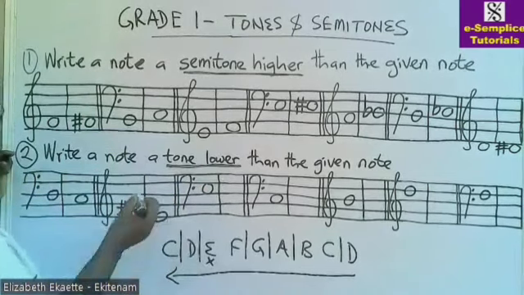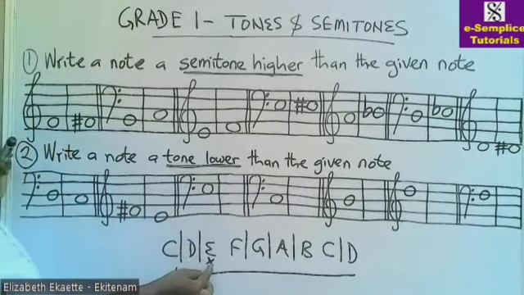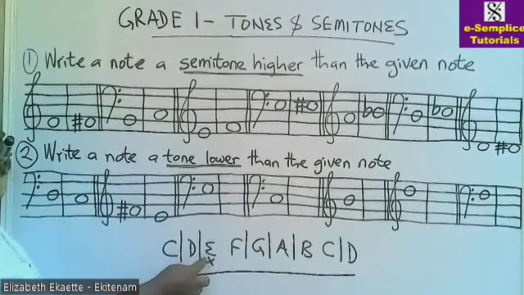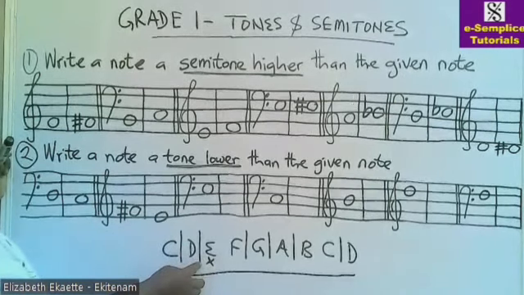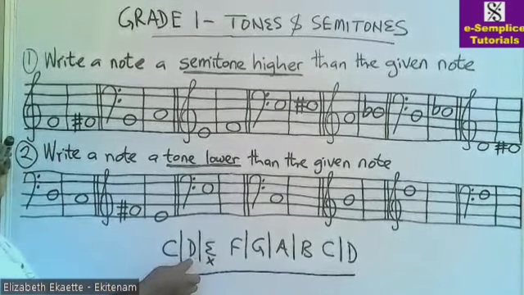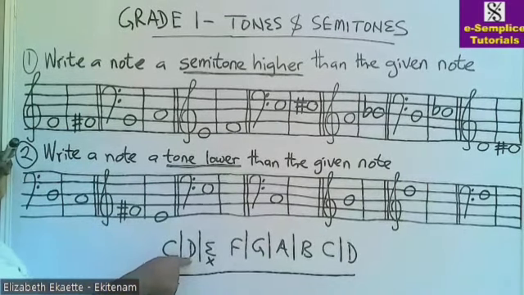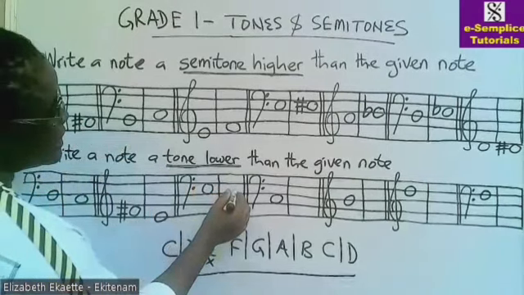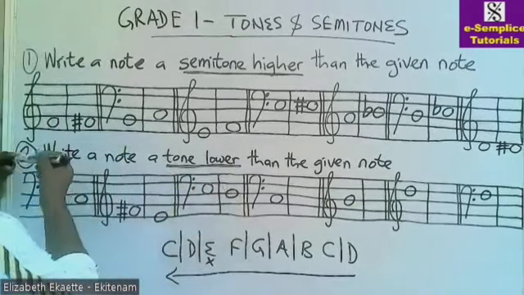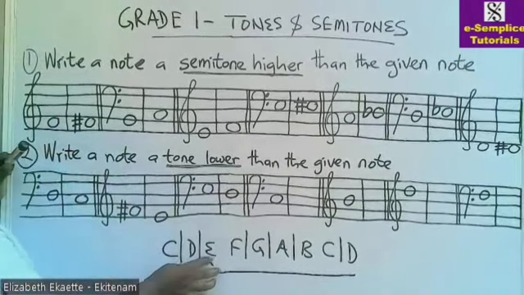Mark E and count two semitones backwards. E to E flat, one semitone. E flat to D, the two of them will make a tone. So our answer here is letter D. So come and indicate D. Next question now.